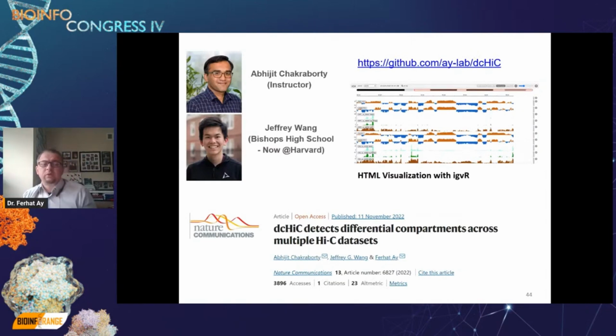So again, this was developed by Abhijit, who's still in the lab, and Jeffrey, now an undergrad at Harvard. And then they have developed not only a really nice package, but also super easy to browse IGV browser visualizations that immediately fall out of the application of the method. And this was published last year.